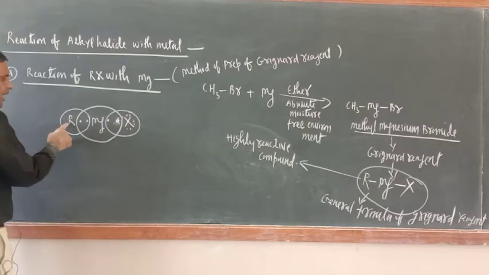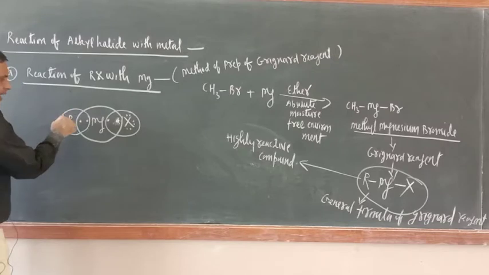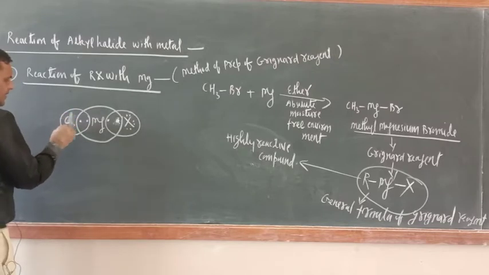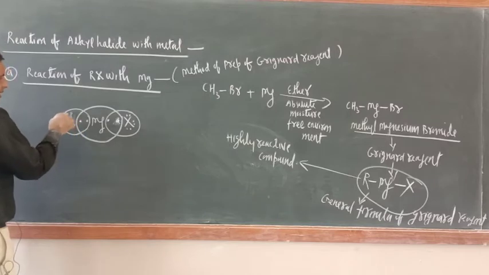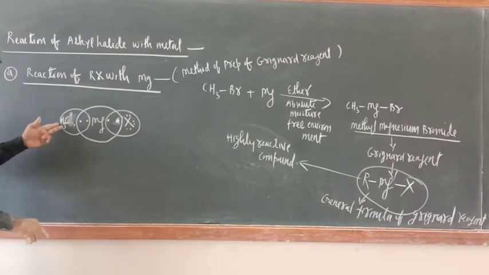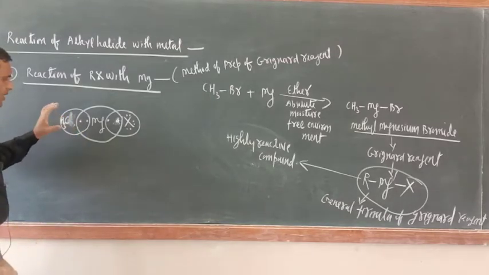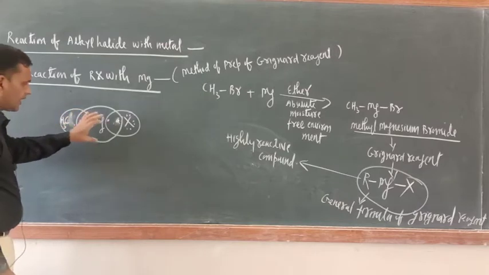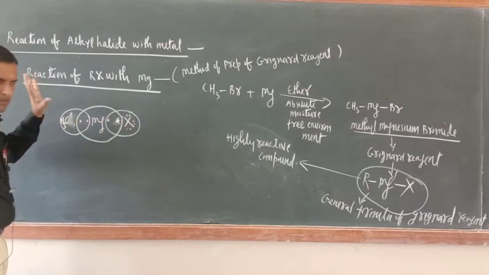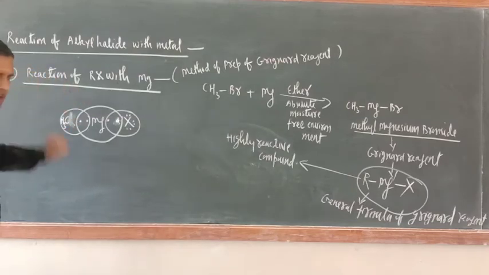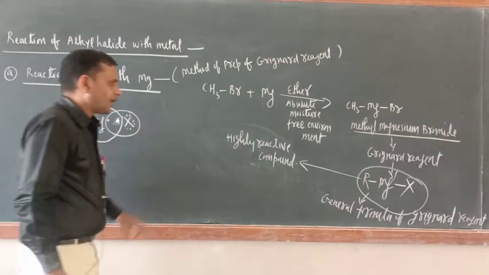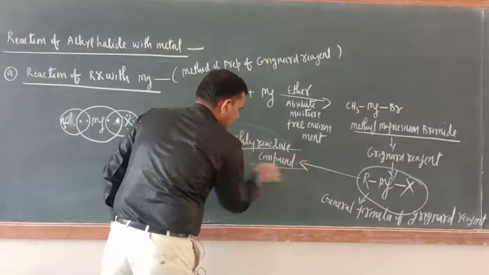In place of R, you have to take the C. Suppose I took here CH3. Now just see here. 3 hydrogens means 3 pairs, and this is the 4th one. So the octet of carbon is completed, octet of halogen is also completed, but octet of magnesium is not completed. This is the only reason it is a highly reactive compound.